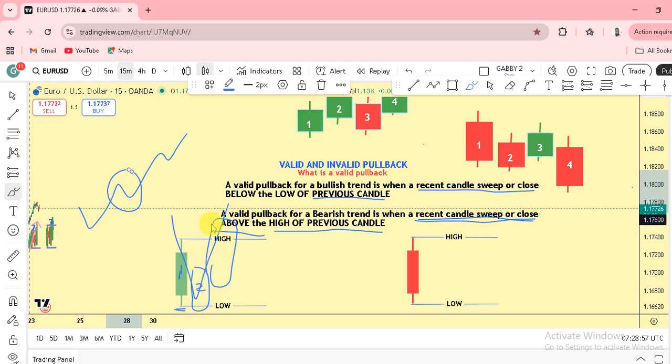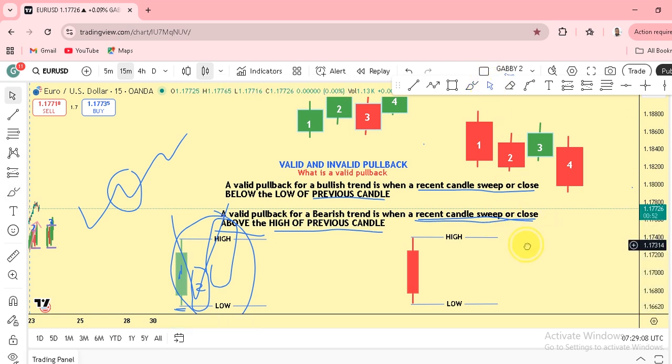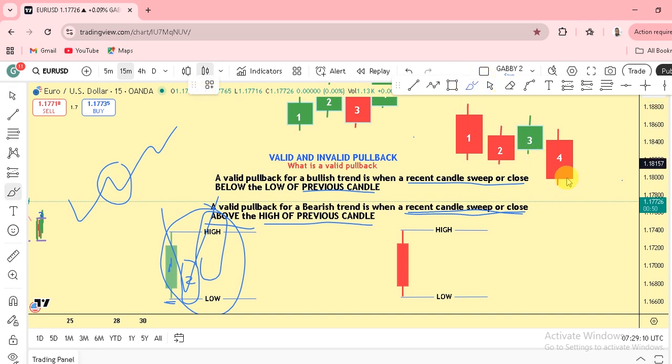So as you can see here, we now have a kind of setback. That happens to be our pullback. Also in a bearish trend, remember, I said it's made up of lower lows, lower highs, lower lows, lower highs. And I say that this setback is what we refer to as a pullback.